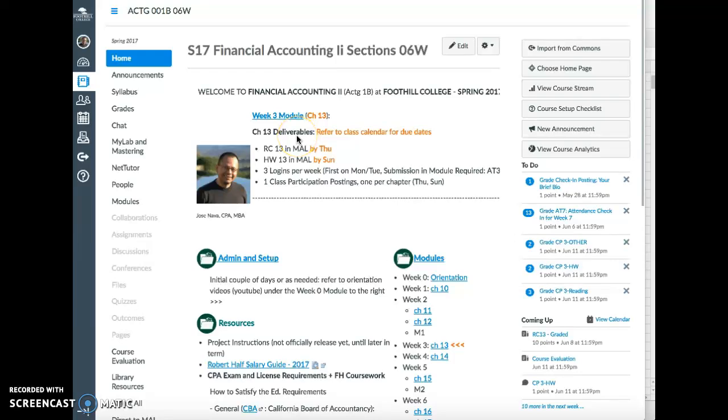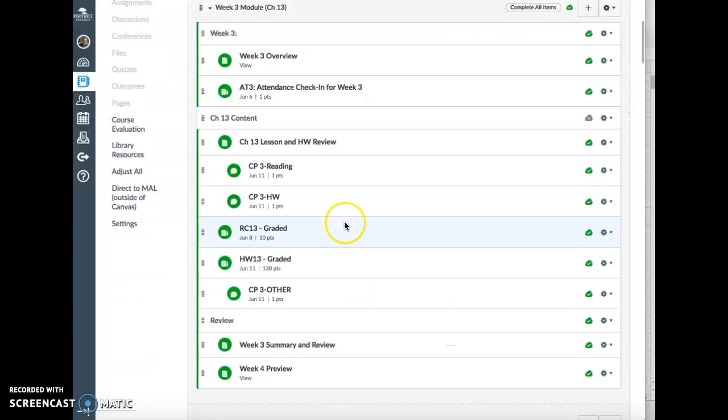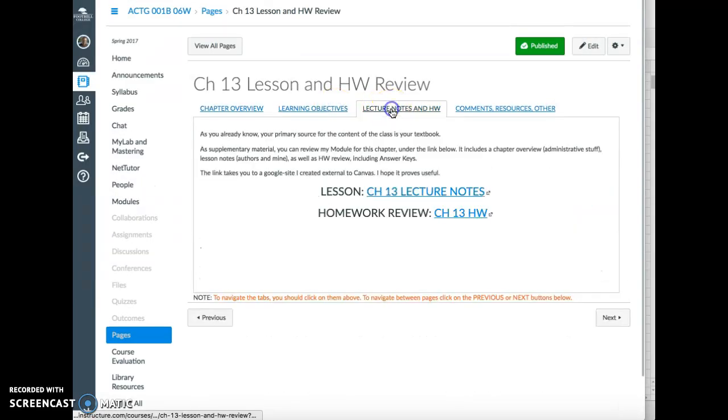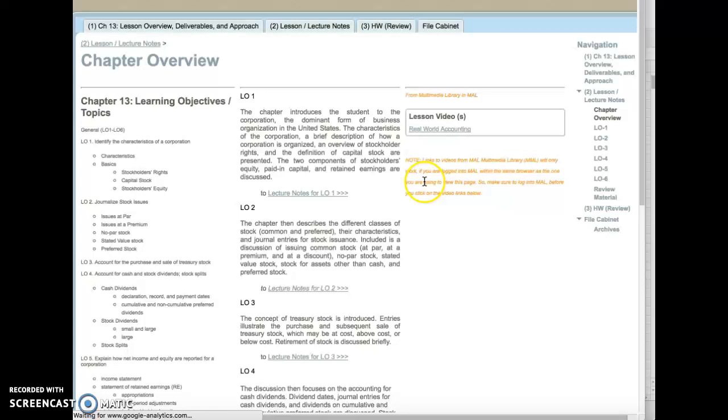Hello, everybody. In this chapter 13 overview, I will be navigating to our week 3 module, as I usually do. And then I will show you the link to the chapter 13 lesson. I'll move through the tabs here and then click on the lesson for chapter 13. Again, it takes you to a Google site, and I go to the overview page.